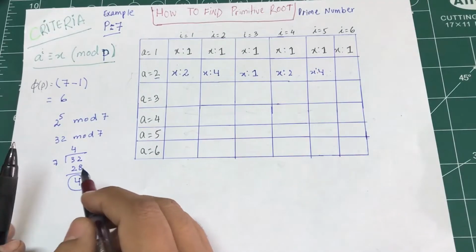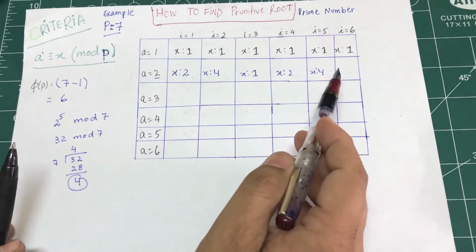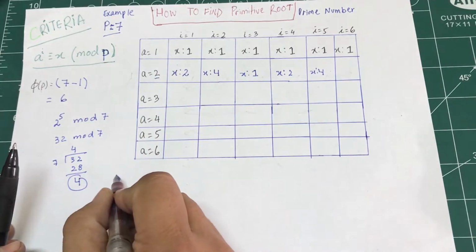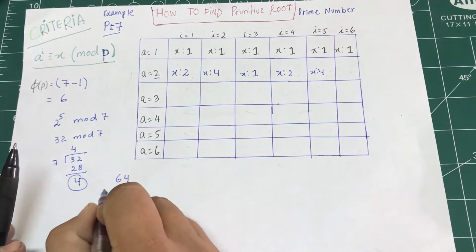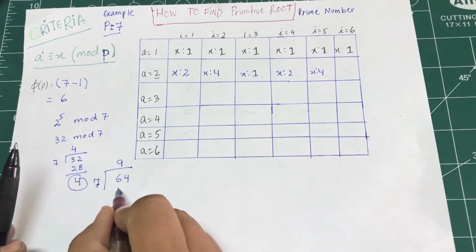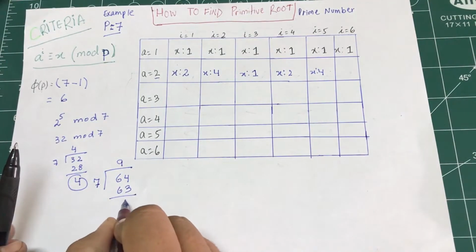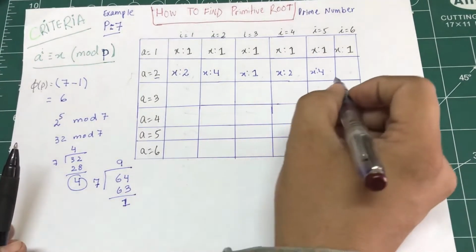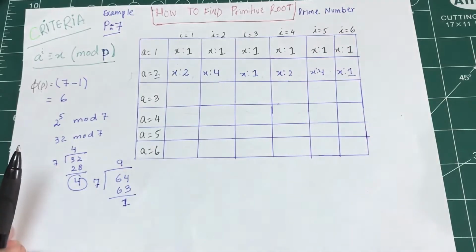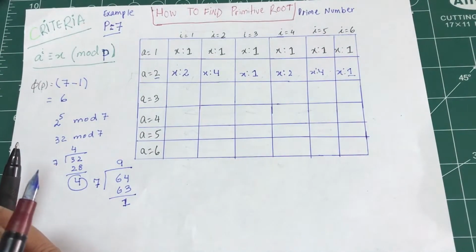2 raised to 6 is 64. So 64 mod 7. 7 times 9 is 63. So the remainder is 1. So this is just 1. All right, I hope you're getting it.